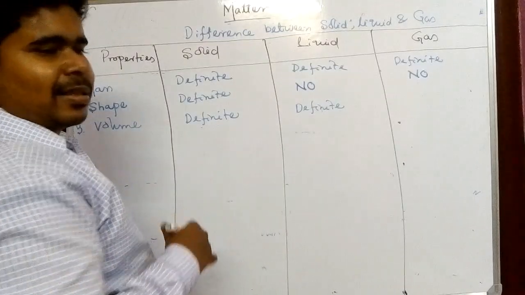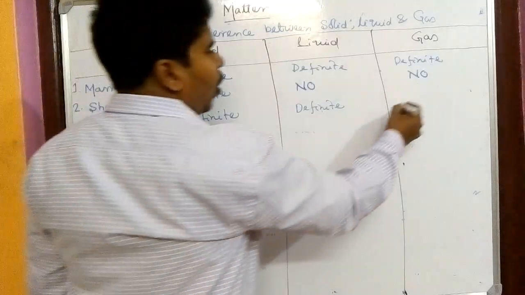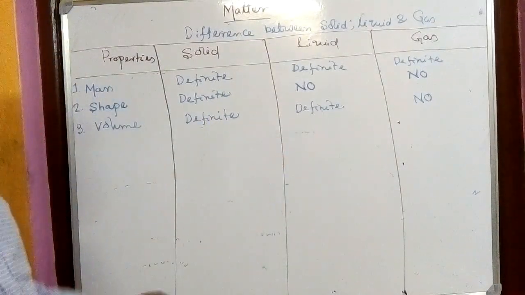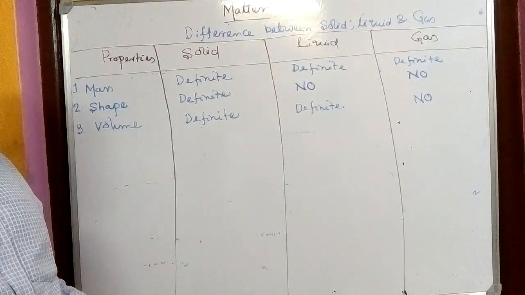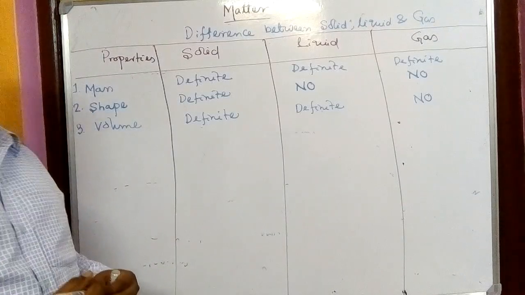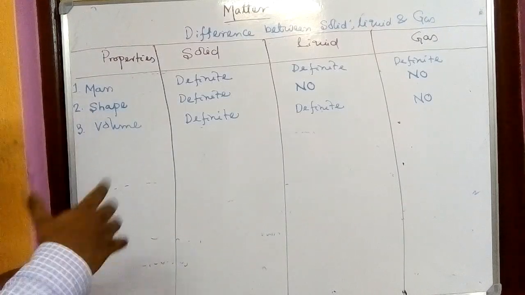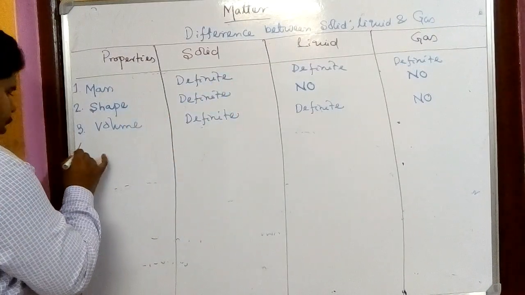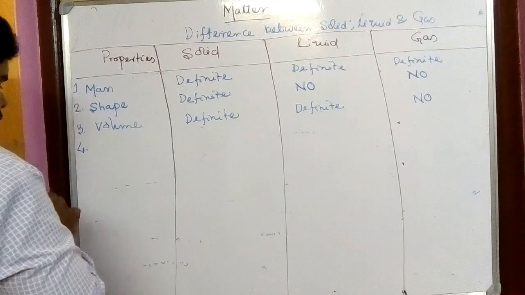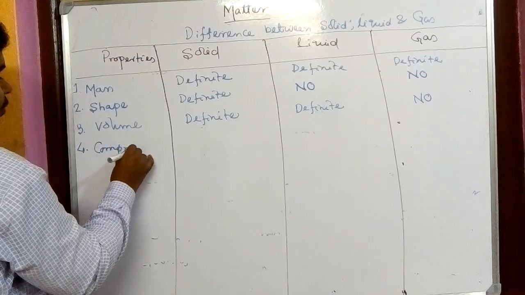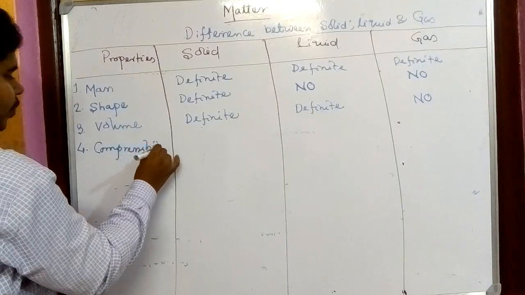But gas does not have a definite volume. Whatever the container may be, it will take that much volume. So gas does not have a definite volume. Anywhere you keep it, it will be moving everywhere. Number four is a very interesting thing, that is compressibility.